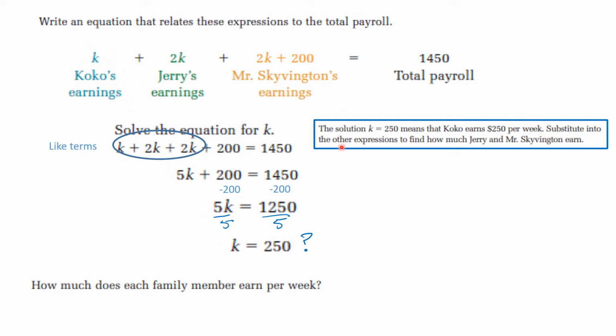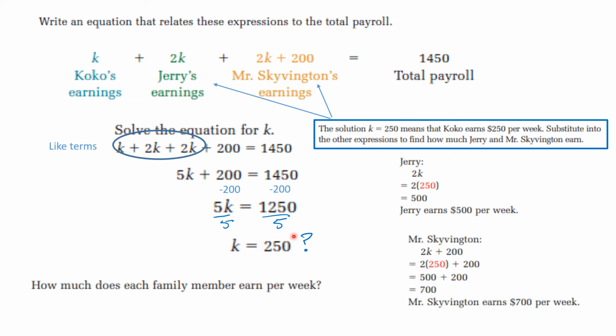We substitute that into the other expressions to find out how much Jerry and Mr. Skivington earn. So let's start with Jerry. Jerry was 2K. We put the 250 in for K and we get 500. So Jerry earns 500 per week. What about Mr. Skivington? We're going to substitute in for this K. We're going to substitute in 250. And we do all that work and we get Mr. Skivington earns $700 per week.